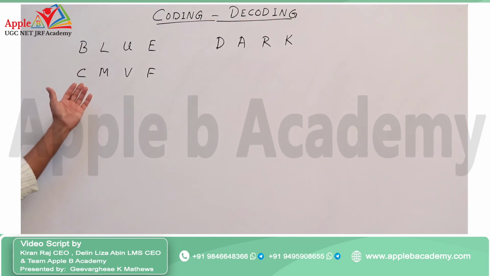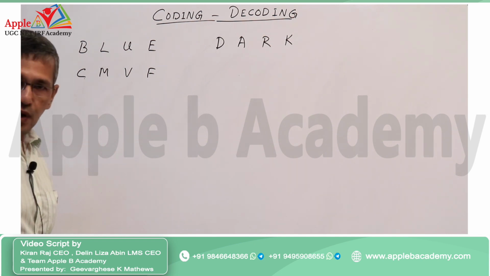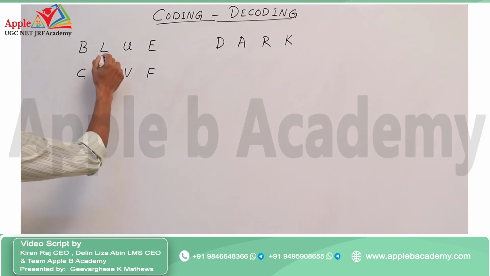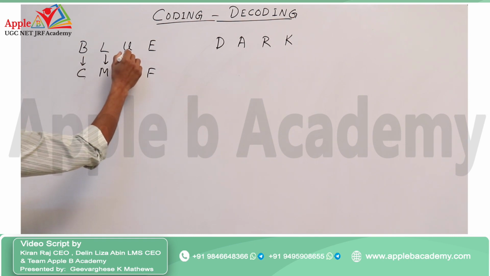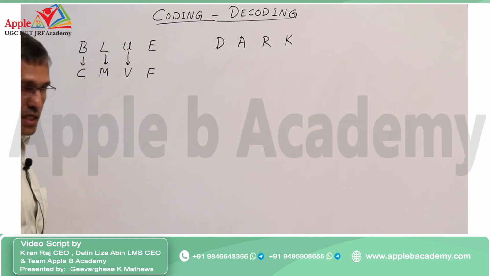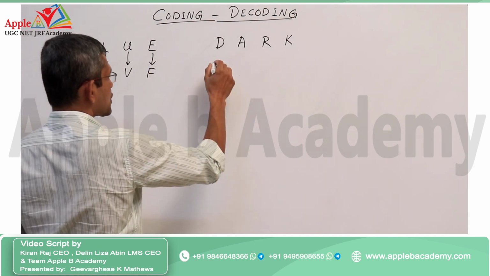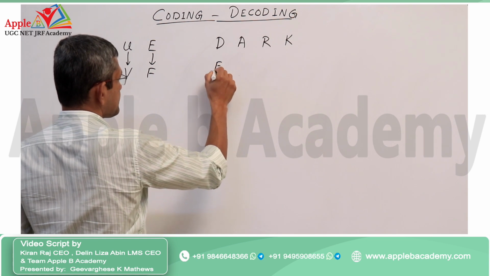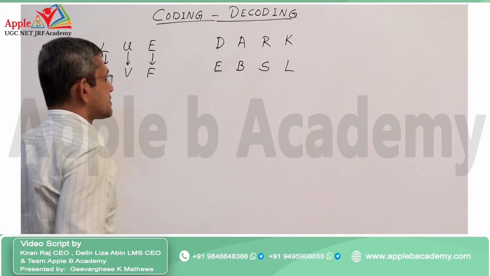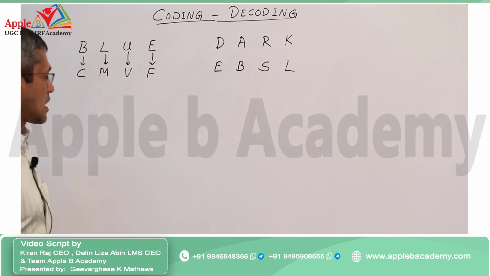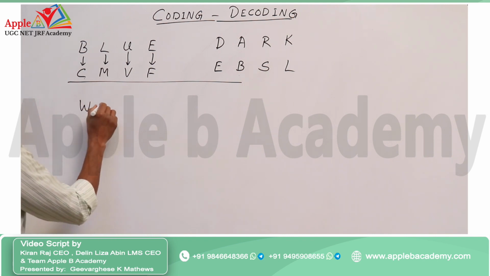It's pretty simple here. B is coded as C, so B plus 1 is C, the next letter. L is M, so L's next letter is M. And U, the next letter is V. E, the next letter is F. So that's pretty simple. That is, dark is E, B, S and L. Simple. How about we go for another example, water.